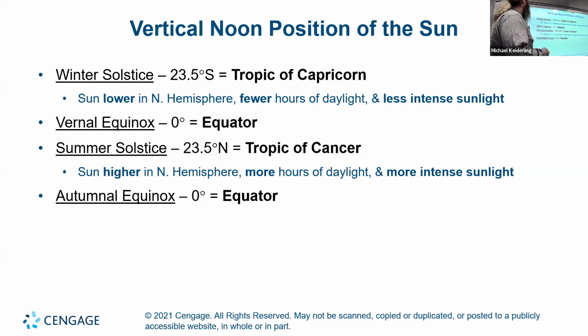And then at the autumnal equinox, the sun is over the equator. So the autumnal equinox was a little while ago, the 22nd. And we're headed towards the winter solstice. So that will be, you'll be on vacation then, because it's 20 something December.